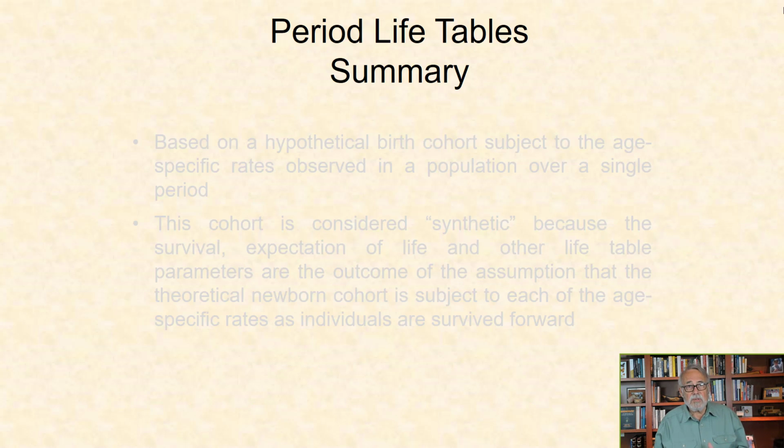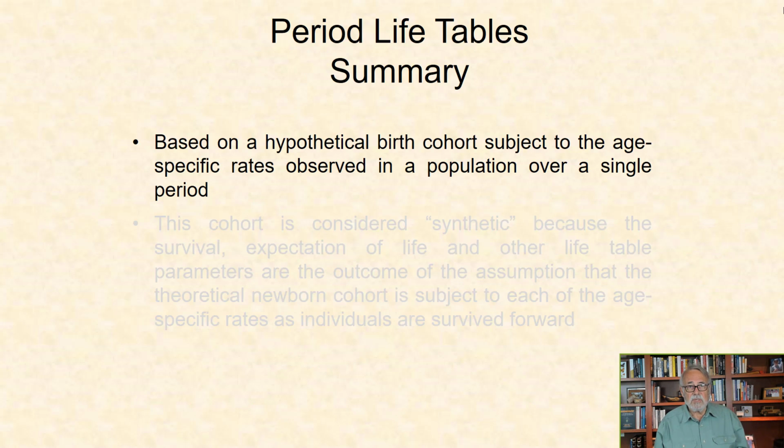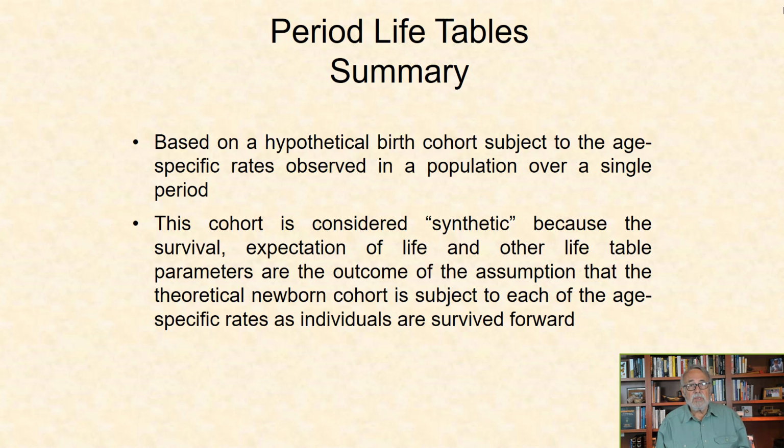In summary, a period life table is based on the assumption of a hypothetical birth cohort subject to the age-specific rates observed in a population over a single period. The hypothetical cohort is considered synthetic because the survival, expectation of life, and other life table parameters are the outcome of the assumption that the theoretical newborn cohort is subject to each of the age-specific rates as individuals are survived forward.